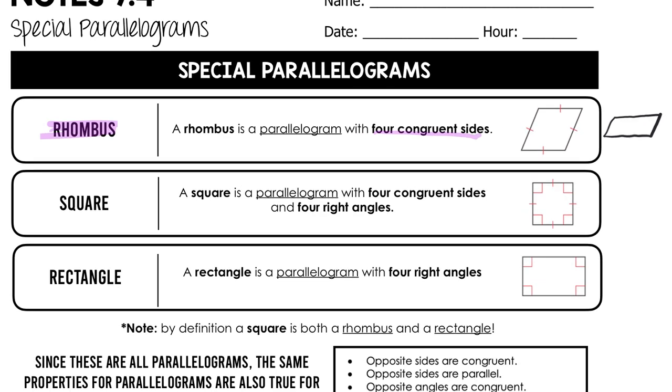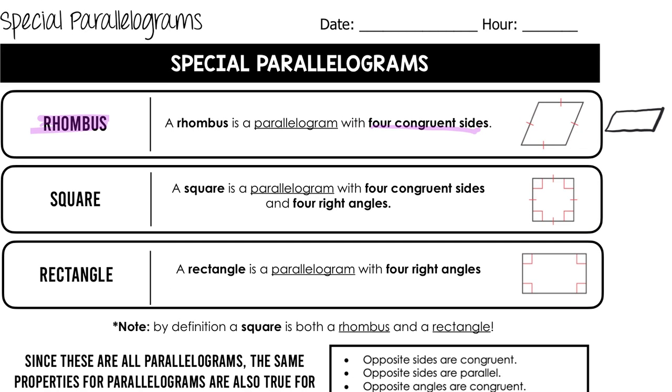And then, of course, we have a square. So again, you're probably very familiar with these. They also have congruent sides. So technically a square is also a rhombus because it satisfies that definition, but it has to have four right angles. So that's what makes a square a square. So it needs four congruent sides and four right angles.